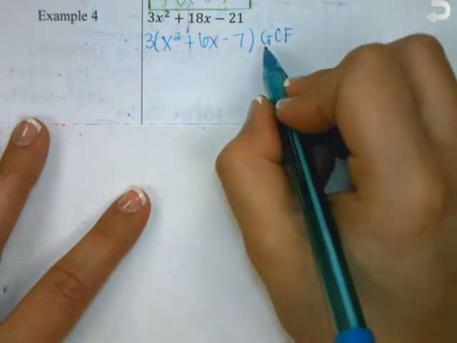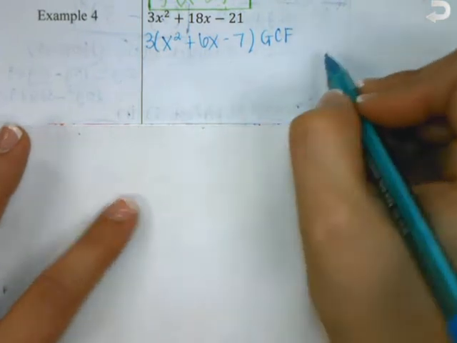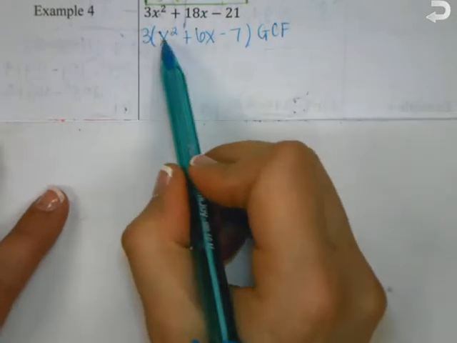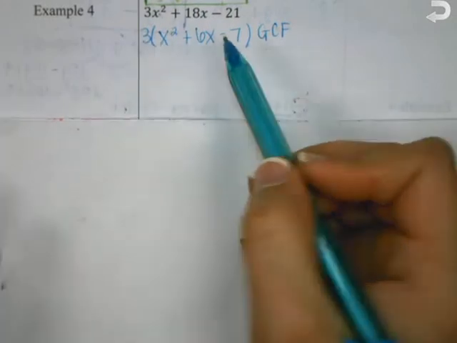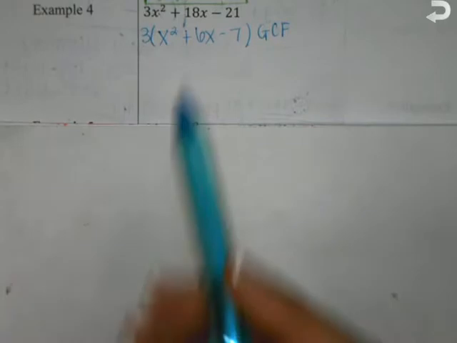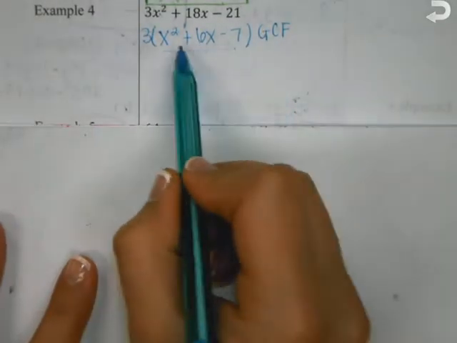Okay, the next method we check is difference of 2 squares. Is this difference of 2 squares? No. It has 3 terms, and not all of them are perfect squares, so there's no way it can be difference of 2 squares. So what method would this be? What method did you guys use? Diamond method.